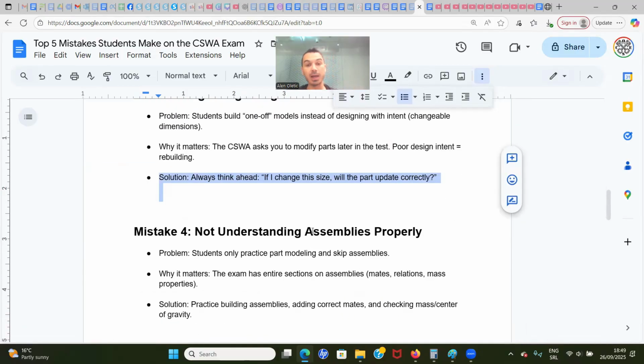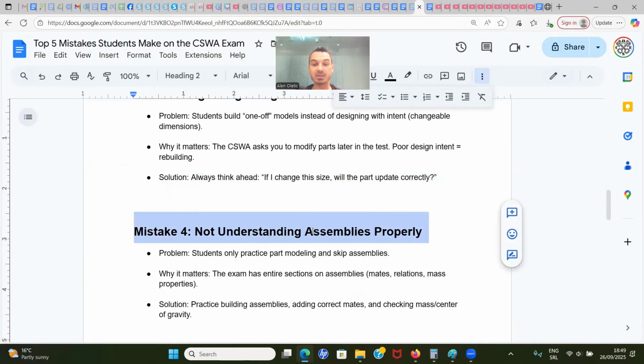Mistake number 4, not understanding assemblies properly. The problem is that mostly students practice part modeling and they don't put a lot of attention on assemblies. Why is this important? Because the exam has an entire section of assemblies.